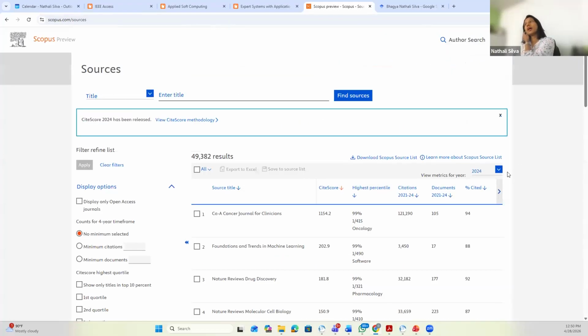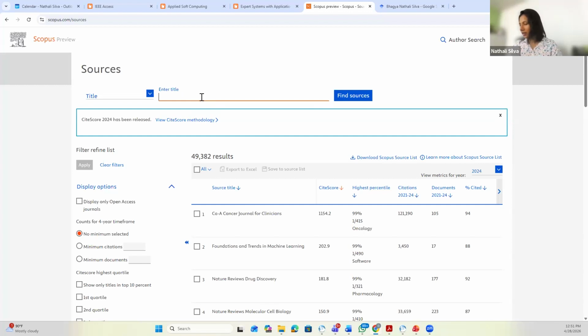Okay. Yes. So this is the Scopus database. In the Scopus database, you have a tab called sources. From this tab, you can find all Scopus indexed journals or conferences that are indexed under Scopus.